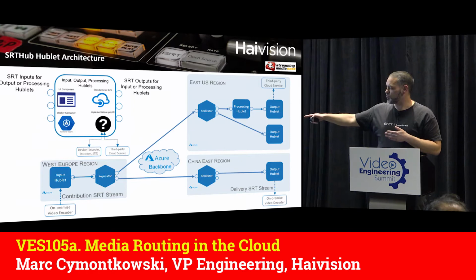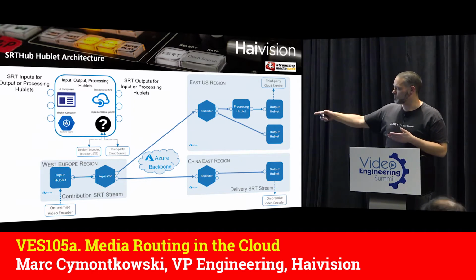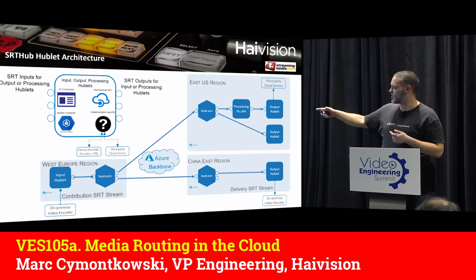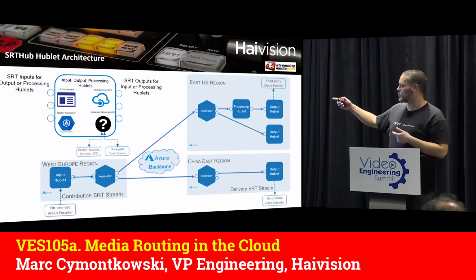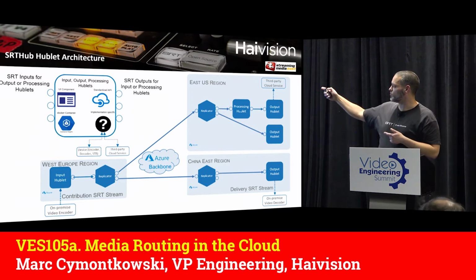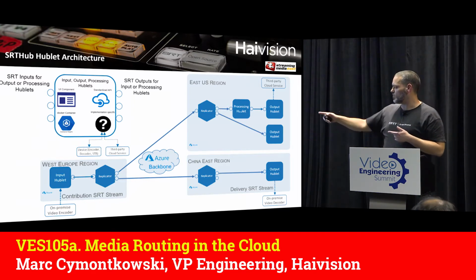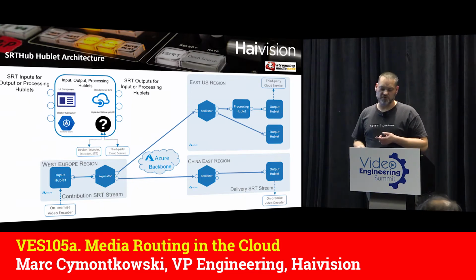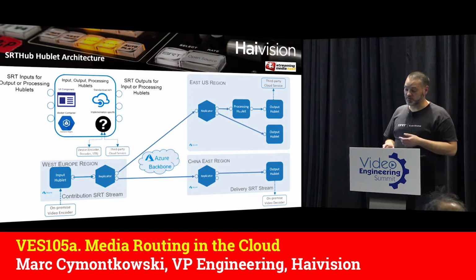If you look at the architecture, we have an example here. So we come with an on-prem encoder with SRT into the West Europe region. We have a replicator container running, sends it to 2 different regions, China East and US East. And then depending on how the workflow is, there could be more replicators to multiply the stream, go into a processing Haplet, go into an output Haplet, send it over to a third-party cloud service. And again, this could be the same in a different region. So you could cover multiple regions.